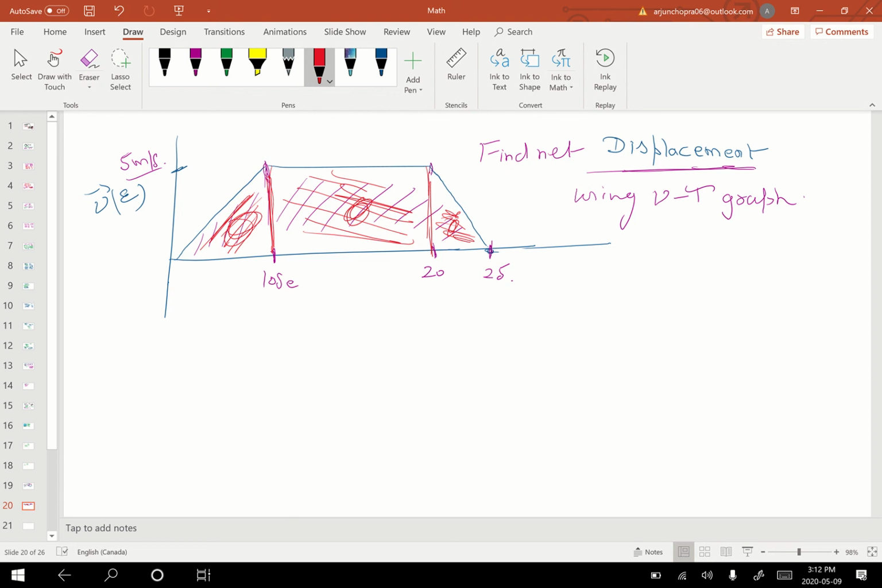So area of the first triangle: area of a triangle is half times base times height. That is the formula. So half times base value, which is 10 seconds, from here to here it is 10 seconds, times height, from here to here this is 5 meters per second. So this value will come out to be 25 meters. Yes, because if I look into the units, this has a unit of seconds, times 5 has a unit of meters per second. Second and second cancel out, the final unit will be meters.